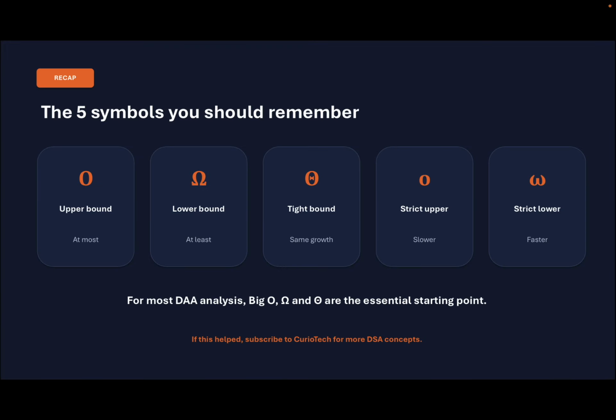This is the recap of the whole session we went through. So we went through the upper bound, lower bound, tight bound, strict upper and strict lower. These are the 5 symbols that you should remember. Upper bound is always represented by big O, and lower bound is always represented by omega, and this is represented by theta, and this is little o and this is little omega.